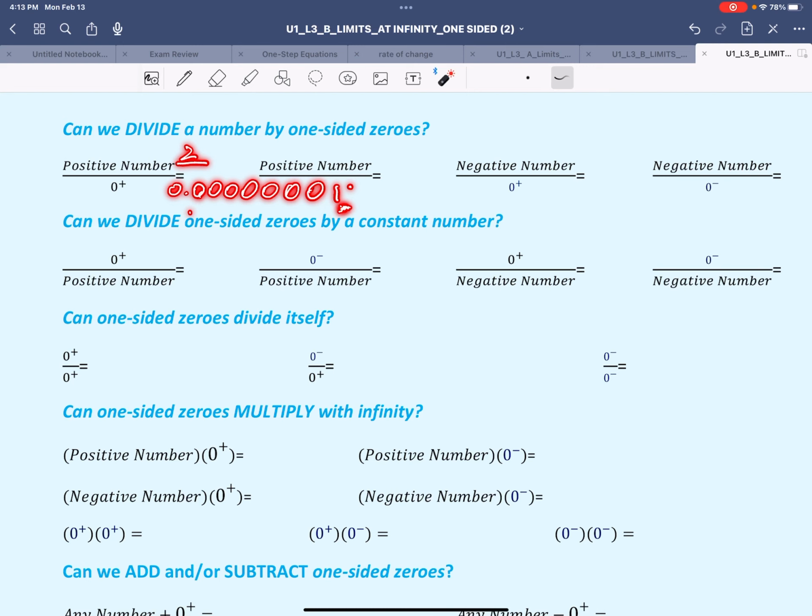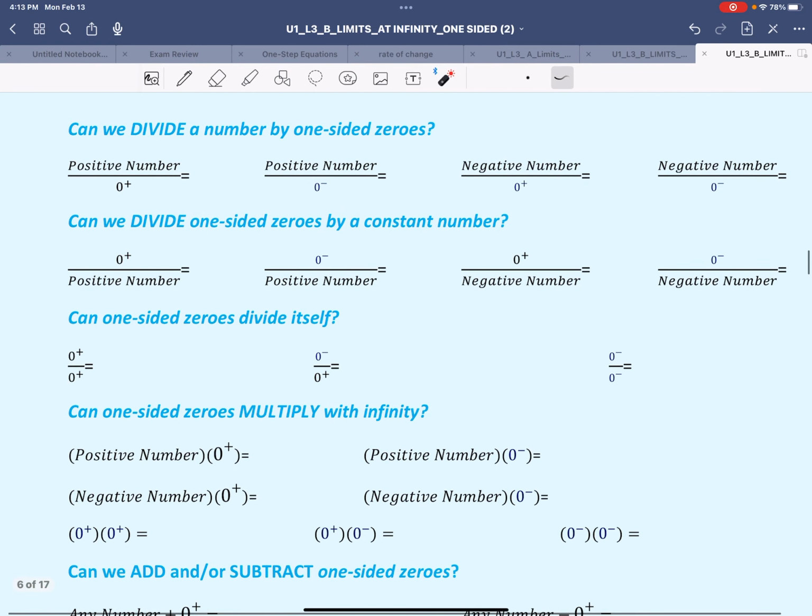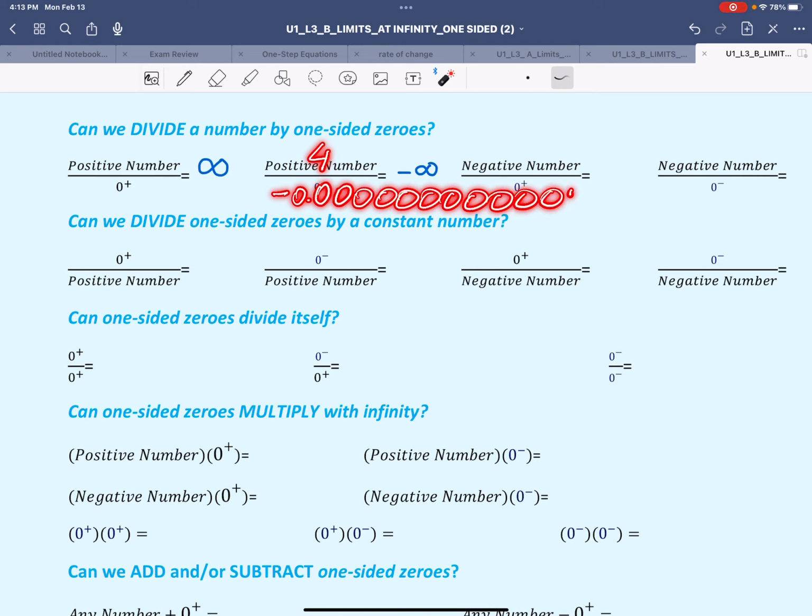So we obtain a very large number in this case, and the smaller this 0 becomes, or the closer 0 plus gets to 0, the larger the value of the entire fraction becomes. So we're going to say that the answer in this case will be infinity. So the answer is, yes, we can divide a positive number by 0 plus and we get infinity. A positive number by 0 minus will give negative infinity. So again, try to imagine some positive number, number 4, divided by negative 0.0000, and you can continue adding as many zeros as you wish, never ending. So you're going to get a very large negative number.